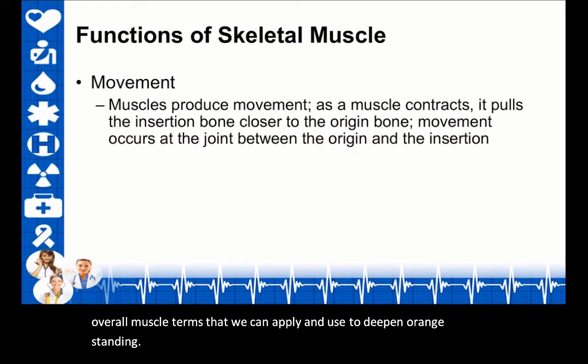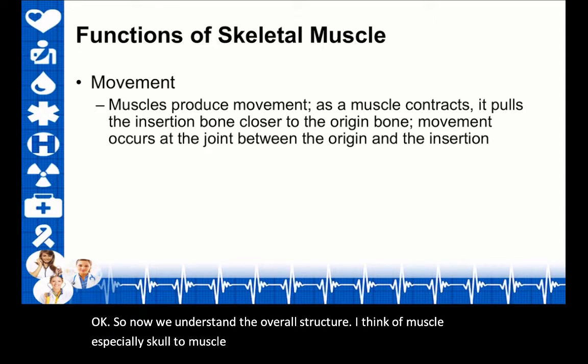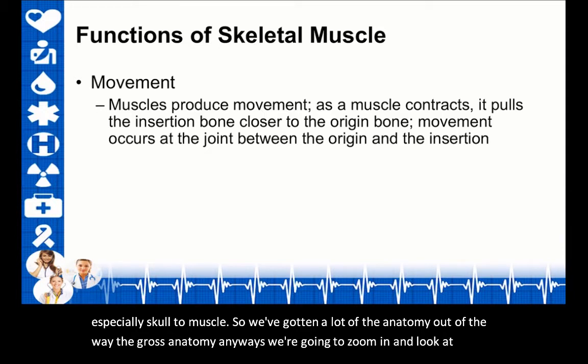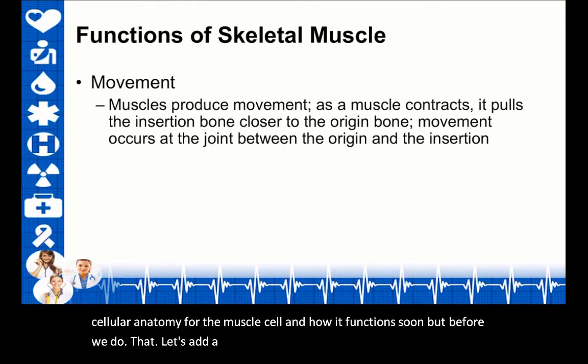Okay, so now we understand the overall structure, I think, of muscle, especially skeletal muscle. So we've gotten a lot of the anatomy out of the way. The gross anatomy, anyways. We're going to zoom in and look at our cellular anatomy for the muscle cell and how it functions soon. But before we do that, let's add a couple more terms to just finish off what our skeletal muscle specialization is.